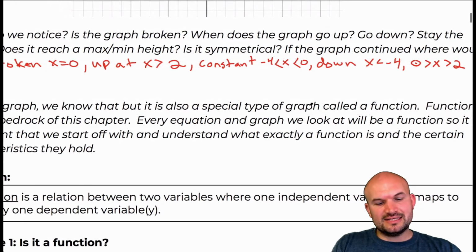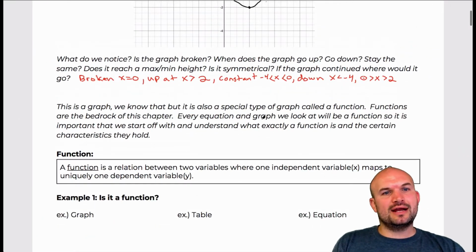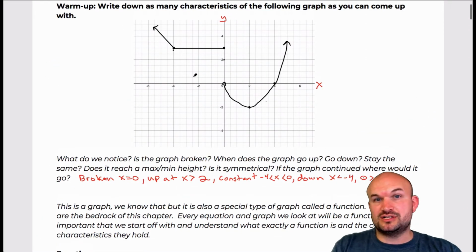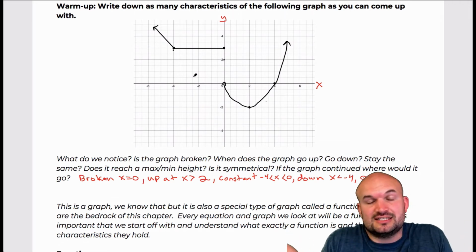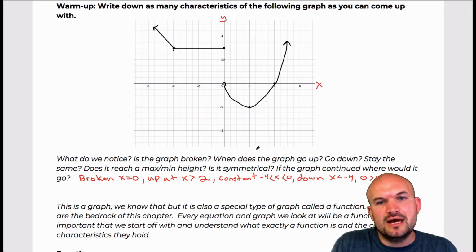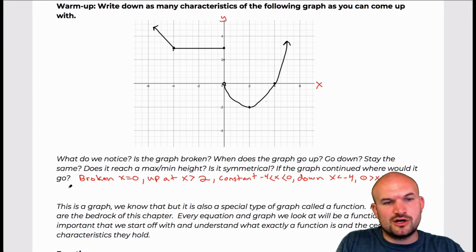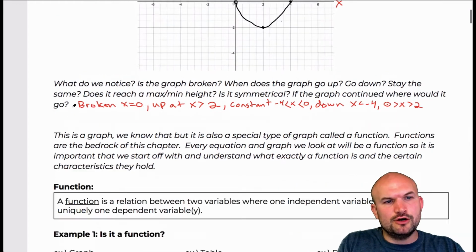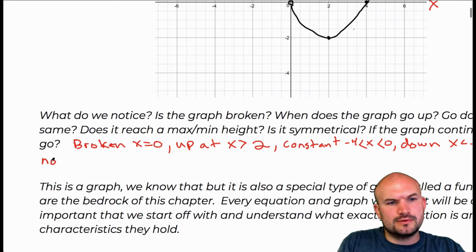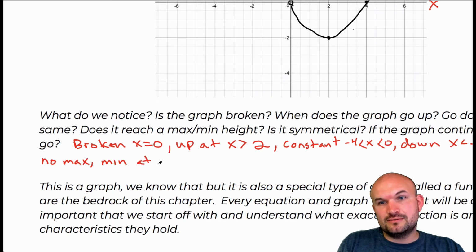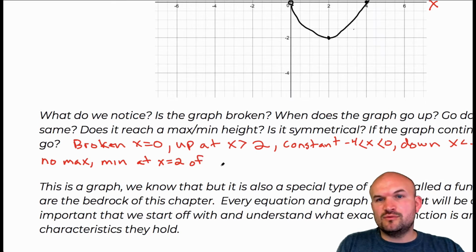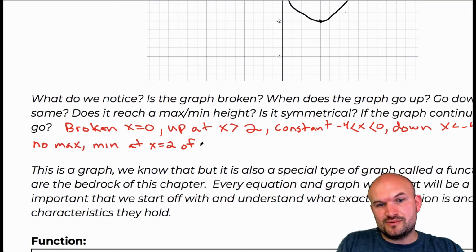All right, is there a max or a minimum height? Well, you can see these arrows are taking this graph up, so it looks like it's going to continue on forever, so there is not a maximum height. But you can see there is a minimum height, so we'll say no max. And we could say there is a minimum value when x equals 2. And what is that minimum value? It looks like -2. So we could say y equals -2, right?